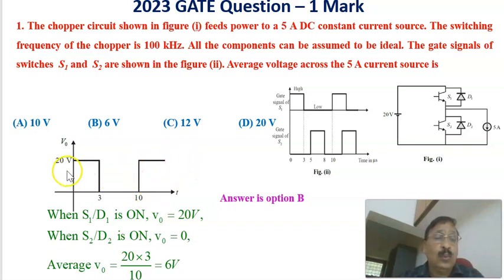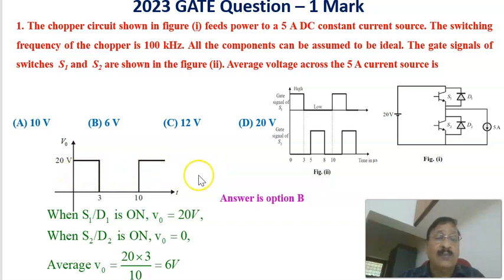The question is, what is the average voltage across this constant current source? To find out the average voltage, the condition, as I already explained: when switch S1 or D1 is on, this voltage is the same as the input voltage, 20 volts. That is V0 equal to 20 volts. When either S2 or D2 is on, since this point is connected to this one, the voltage at this point with respect to this one equals 0. Therefore, this is the plot, and you have to find the average voltage.